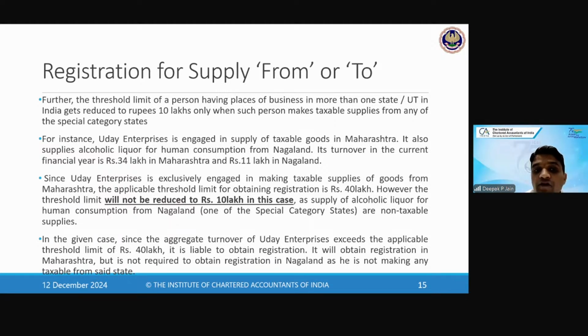However, overall threshold, if you see, it is crossing 40 lakhs. So for that purpose, it will obtain registration in Maharashtra. Correct. Had it been tobacco, then it would be liable for both the states. Nagaland, no, because there in Nagaland he's making only exempt supply. If he's making taxable supply as well, then it will have to.